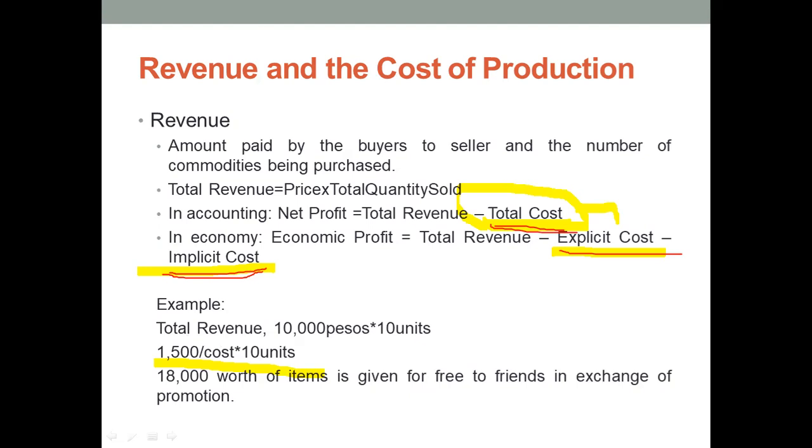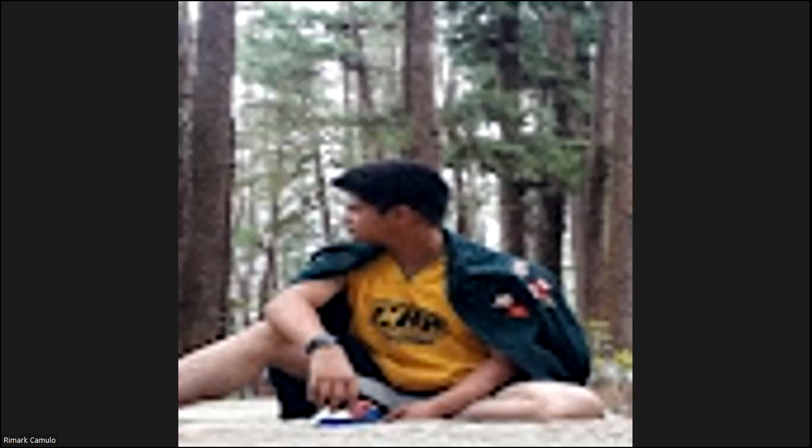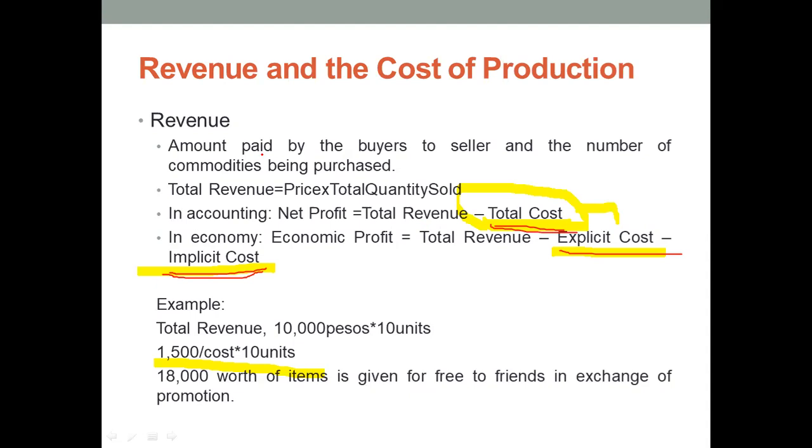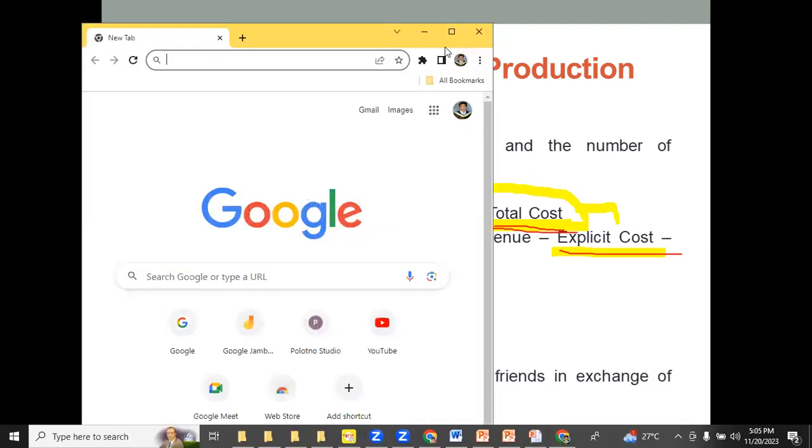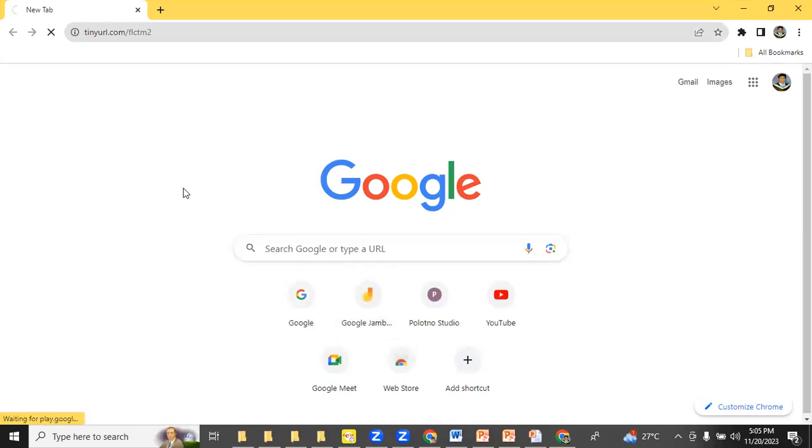And then, what is our cost? Per unit, that's 1,500. So 1,500 per unit, and the number sold is 10. So that means 15,000. Let's try to have an example.